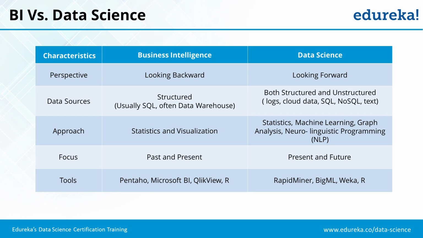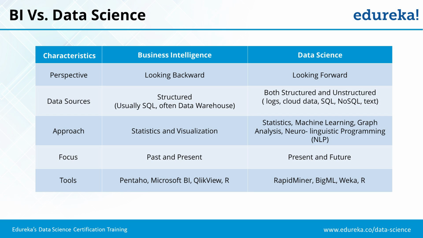The first one is of perspective. So business intelligence is all about looking backward. We look into historical data and see what is the pattern there, but we do not do any kind of predictions there. But in data science, we are actually looking forward. We are not just looking at what is the pattern there and what is the story that data tells, but what is the prediction for my business. So data science is more forward looking.